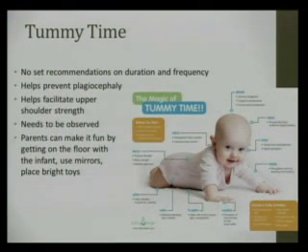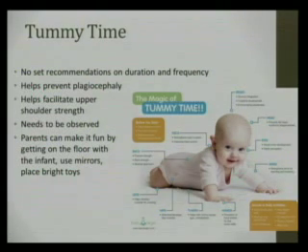So tummy time is endorsed. There are no set recommendations on the duration and frequency. In Wednesday Clinic, we tell everybody at least 3 times a day, 15 minutes a day. This will help prevent the plagiocephaly and the head flattening that comes with sleeping on their back all the time. It'll help facilitate their upper shoulder strength, so they can reach their milestones, and be able to push over, turn, roll, crawl.